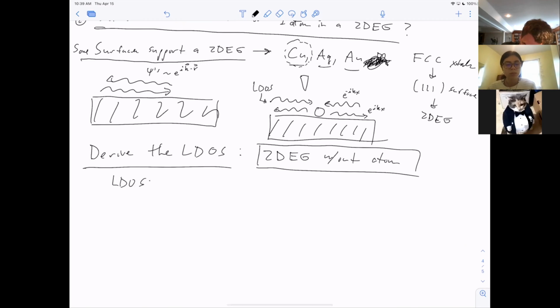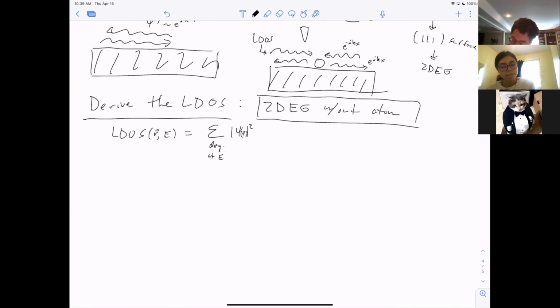The LDOS is equal to the sum of all the degenerate wave functions. We want to know what we're going to see at some energy. LDOS is a function of position and energy. So that's going to be the sum of all the degenerate states at that energy, psi star psi, as a function of position. All right, so that's what we have to calculate. So let's calculate it. We have a two-dimensional system, so let's use polar coordinates.